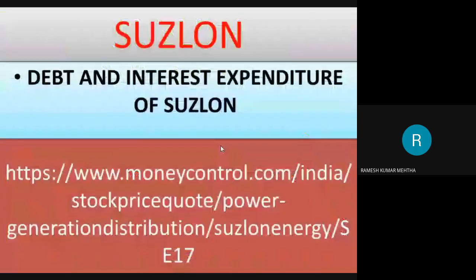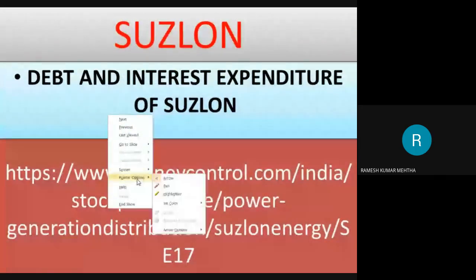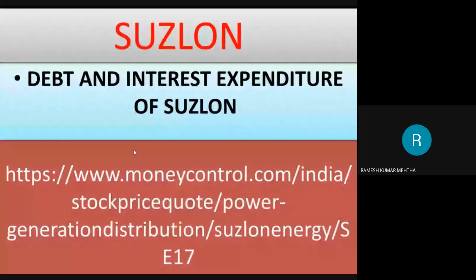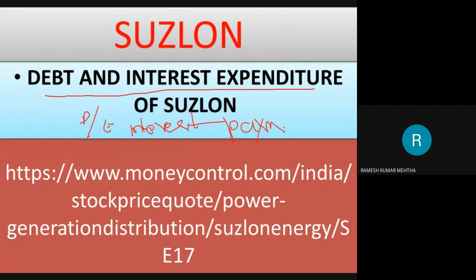Next, another company is Suzlon, and let's understand the balance sheet of the company Suzlon thoroughly. Let's understand the company by using the debt equity ratio and interest payment. Interest income is different and interest payment is different. This is a headache, we call it.